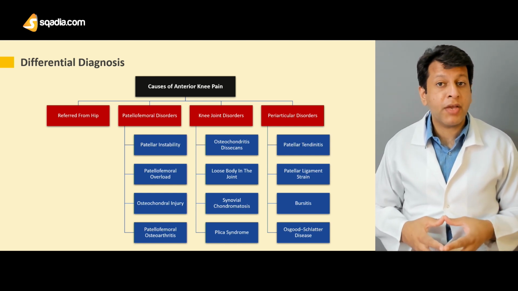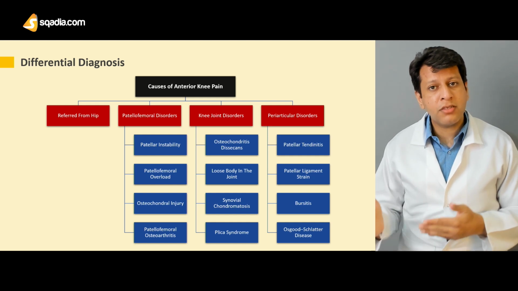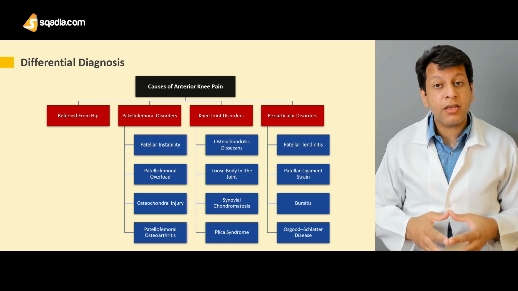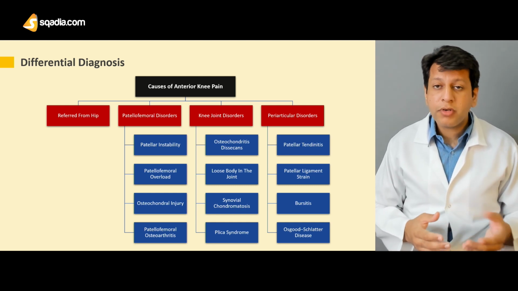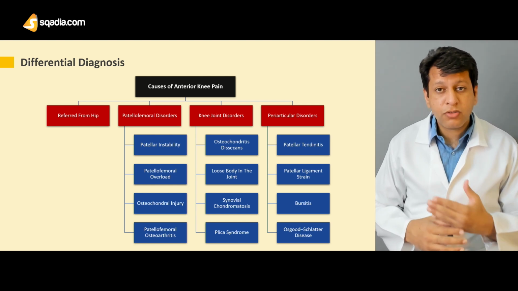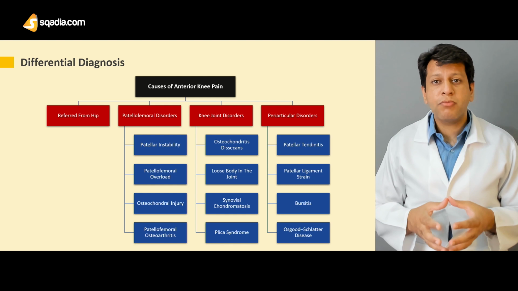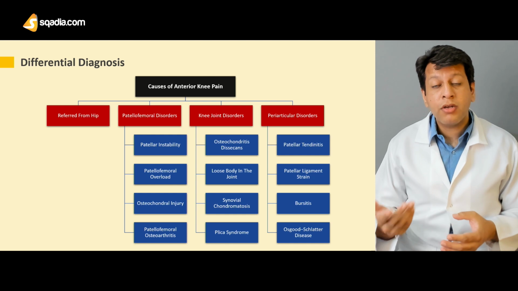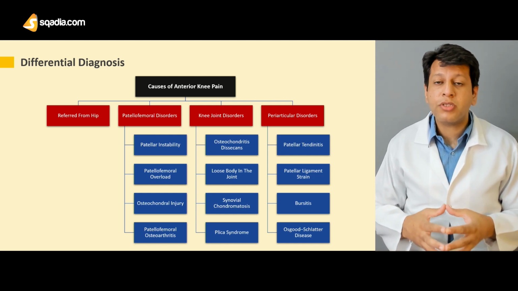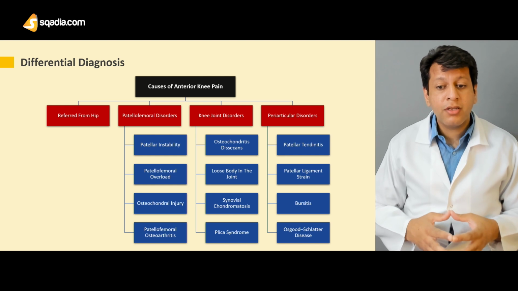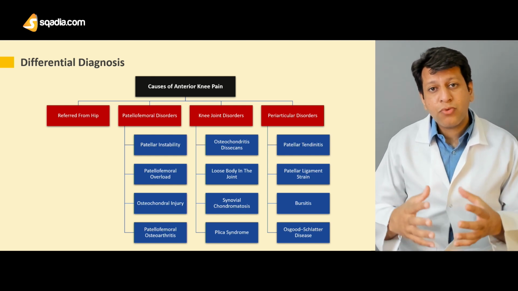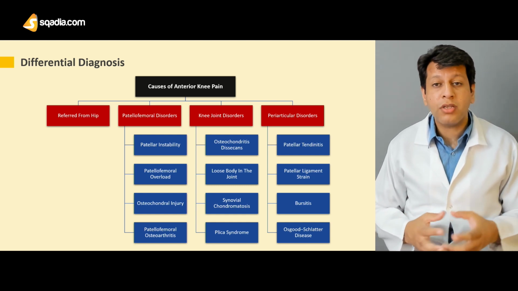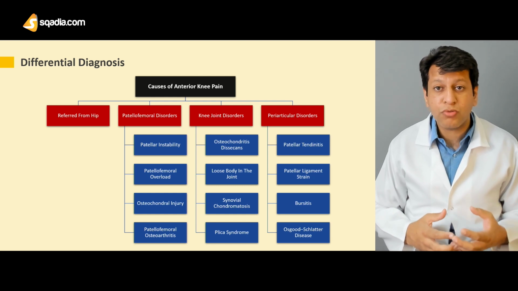For example, the patient may be having a problem in the hip joint. This may lead to referred pain towards the knee joint, like underlying SCFE or LCPD. Or it could be patellofemoral disorders, which may mimic knee joint pain as well, like patellar instability, patellofemoral overload, osteochondral injury, or simply osteoarthritis or patellofemoral osteoarthritis as well. Other than this, the problem could be in the knee itself, like osteochondritis dissecans, loose bodies, synovial chondromatosis, or even plica syndrome as well.